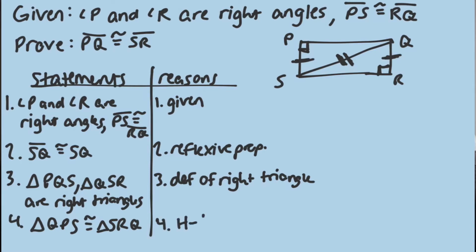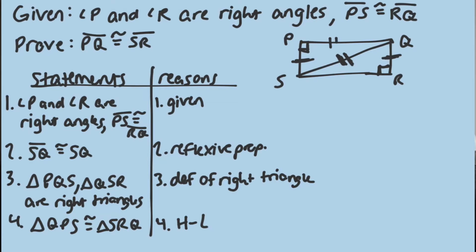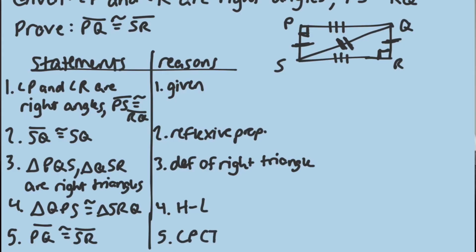So those were congruent by the HL theorem, the hypotenuse-leg theorem. And now we can say that PQ is congruent to SR because we already proved that the two triangles are congruent and parts of congruent triangles are congruent. Corresponding parts of congruent triangles are congruent.